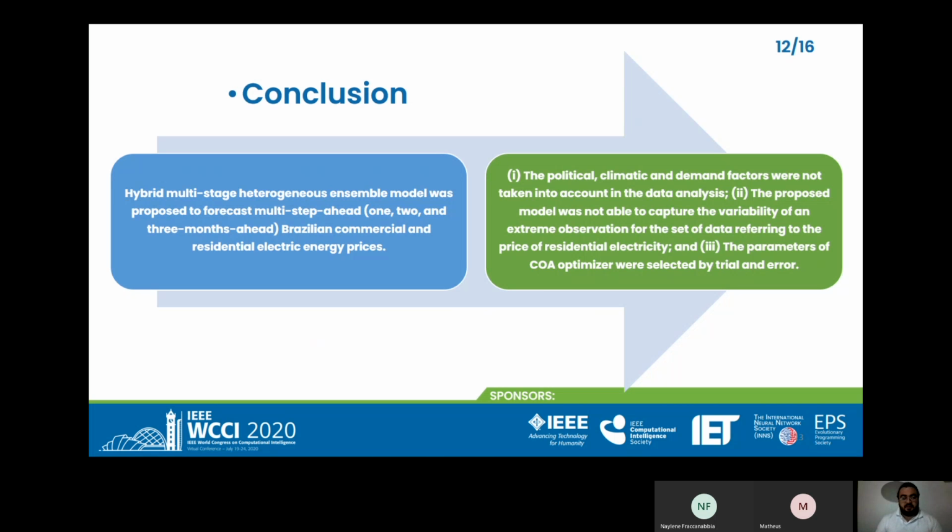occurred in this paper. First, the political climate and demand factors were not taken into account in this data analysis. Second, the proposed model was not able to capture the variability of an extreme observation for the set of data referring to the price of residential electricity. And third, the parameters of the COA optimizer were selected by trial and error.